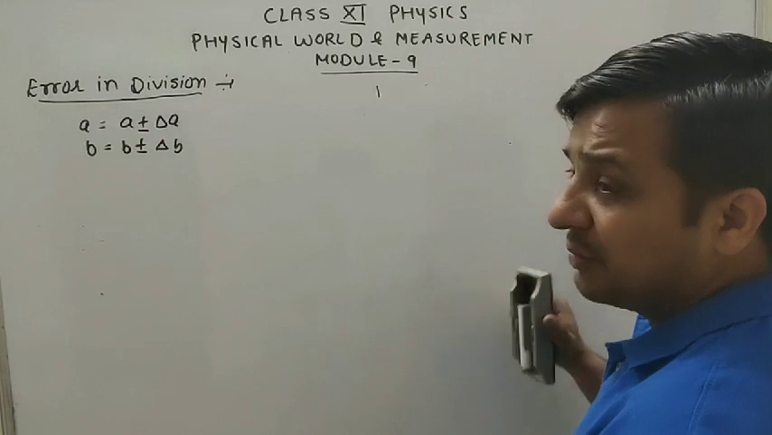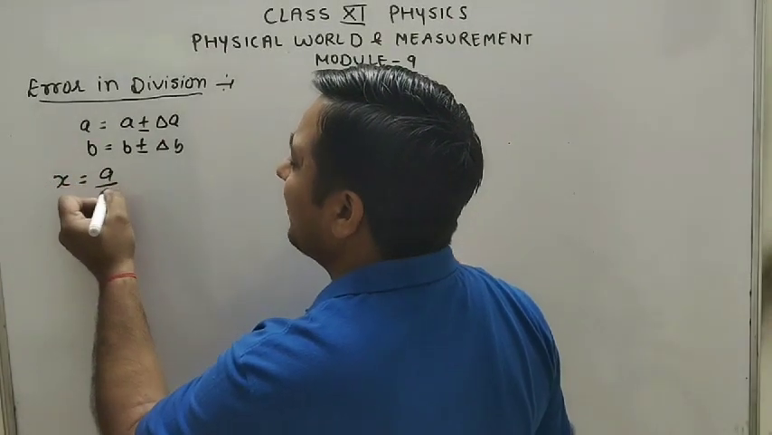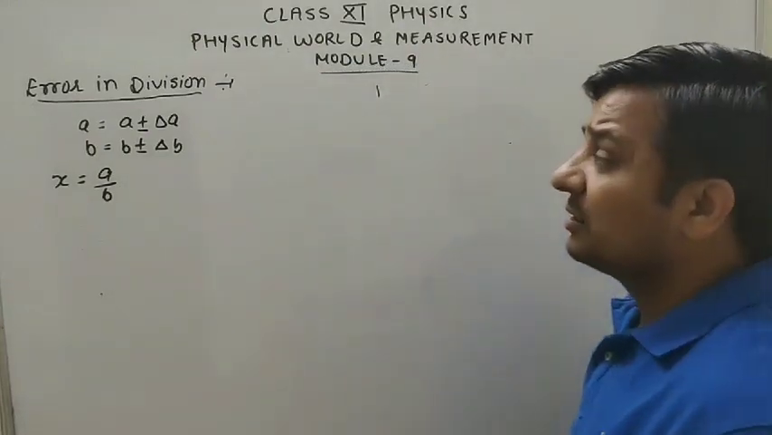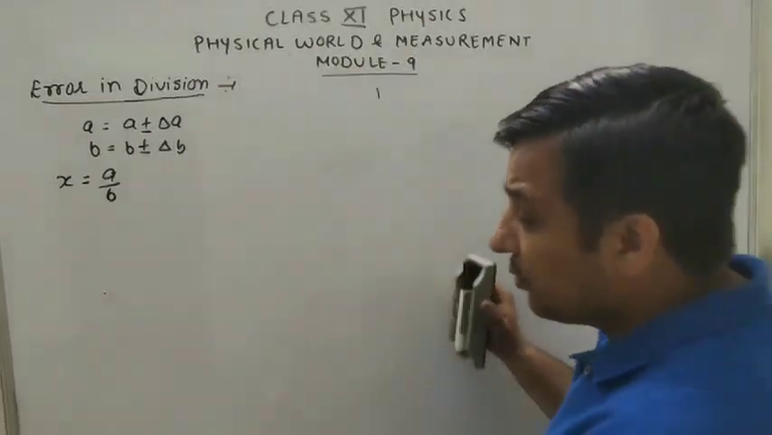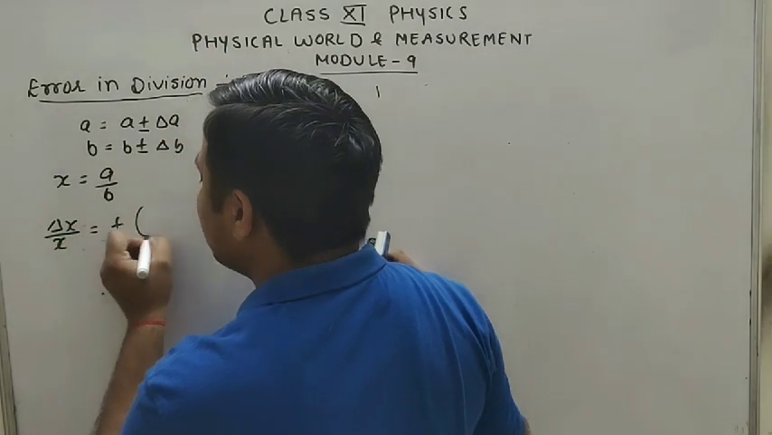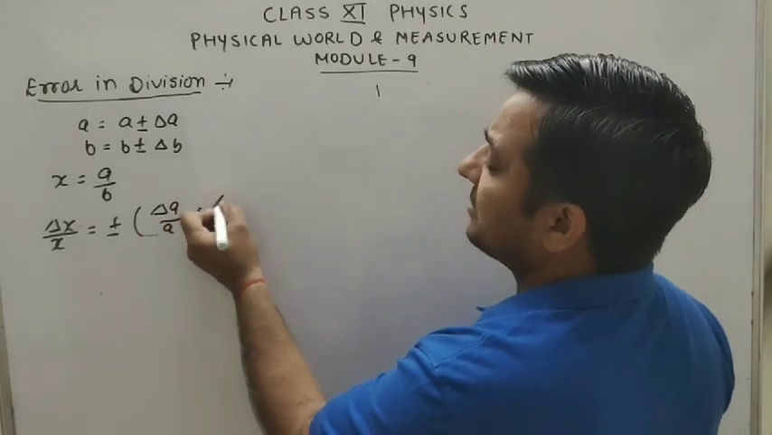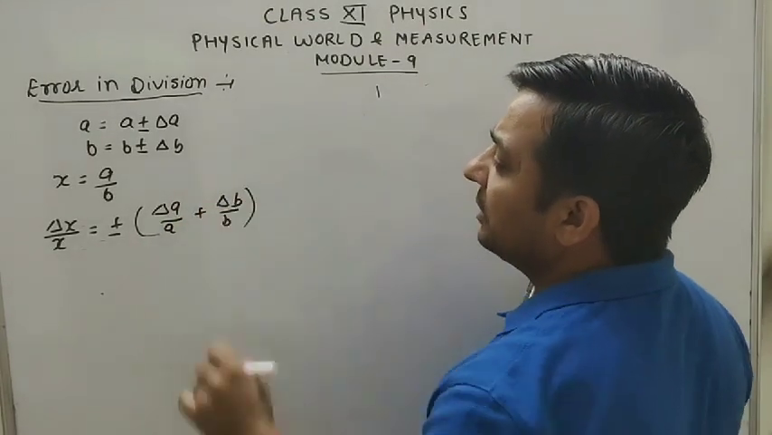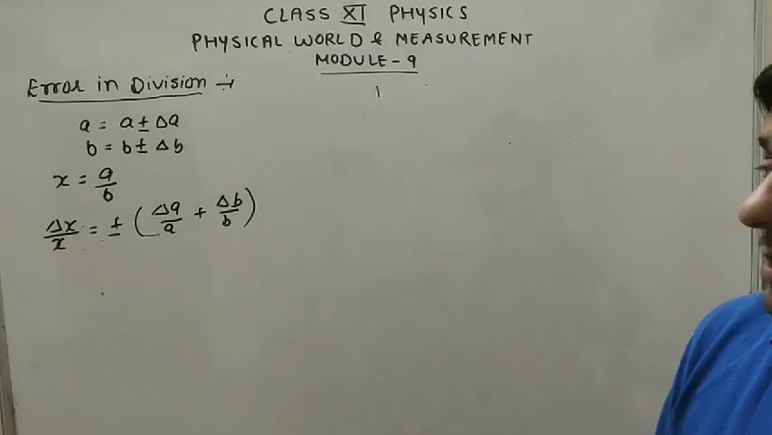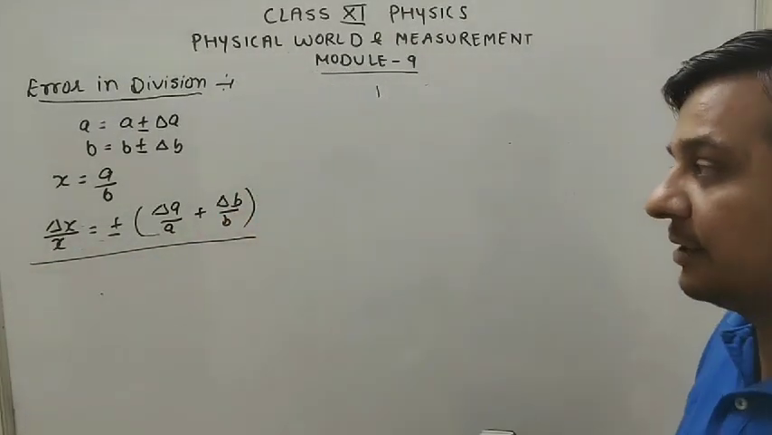So here we will write x is equal to A by B, which means it's a division rule. And the formula for delta x is the same as that of multiplication: plus minus delta A by A plus delta B by B. So we will find out another example, as I have discussed earlier.